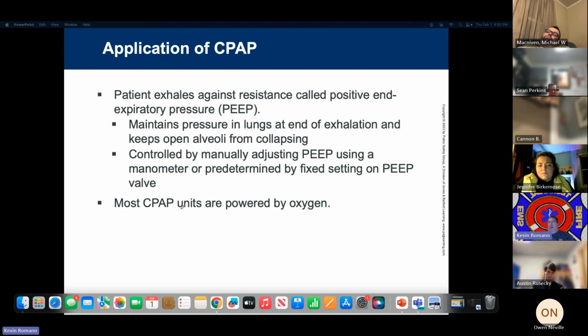Right, so the patient exhales against resistance called positive end expiratory pressure. So CPAP is continuous positive airway pressure, where PEEP is positive end expiratory pressure.